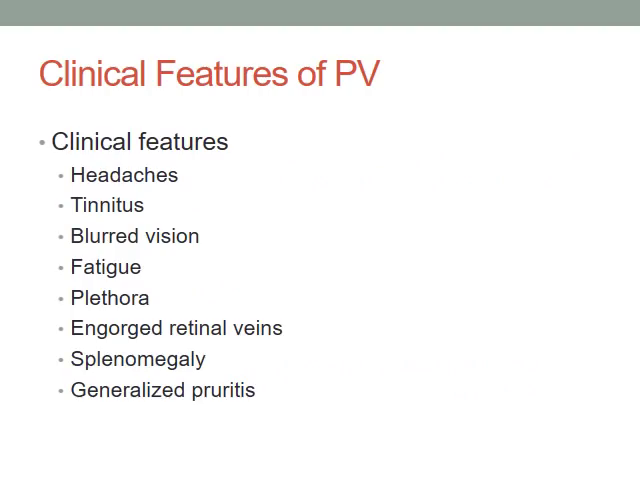The clinical features of PV, or polycythemia vera, involve headaches, tinnitus, blurred vision, fatigue, plethora, engorged retinal veins, and splenomegaly. All of these are related to the increase in the red blood cell volume. We also see hyperviscosity that accompanies this increase in the red cells. You can also see symptoms of generalized pruritus in patients, and this is due to histamine release. And this is due to the increase in the basophils with this disorder. Patients will especially notice this pruritus during or after showering.